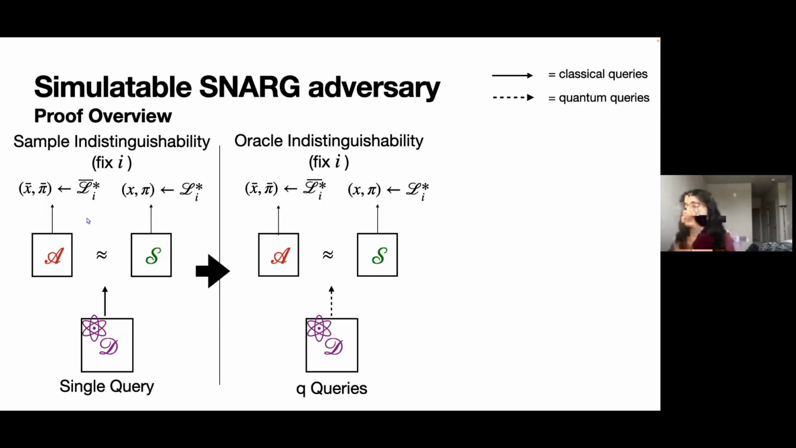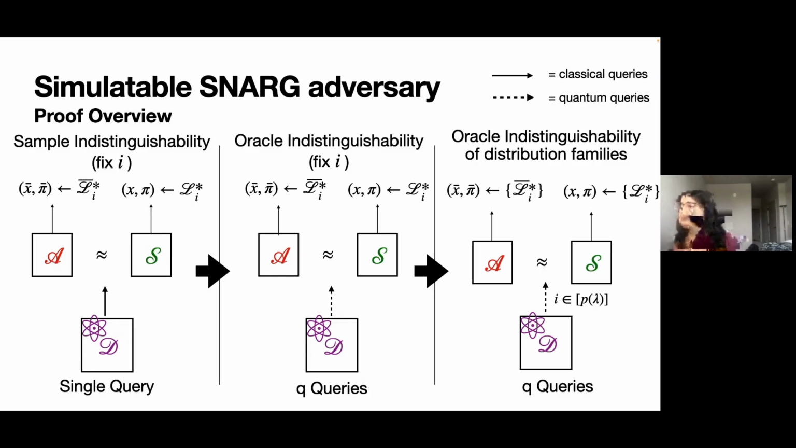So given now that the distinguisher is allowed Q quantum queries to a fixed index I of the distribution family, then the outputs of the adversary and the simulator remain indistinguishable. And then we finally show oracle indistinguishability of the entire distribution family. So then we just argue that for every index in the distribution family, the two outputs are indistinguishable to each other for distinguishers that are allowed to make Q many quantum queries, where Q is polynomial.